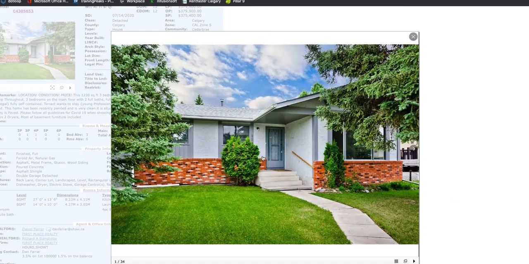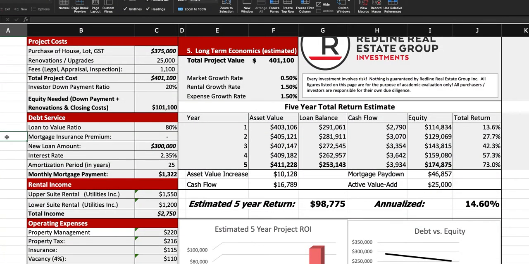So that's what it looks like. This is the actual piece of real estate that we're looking at. So when we dive into the numbers behind the scenes, you know what it is we're talking about.